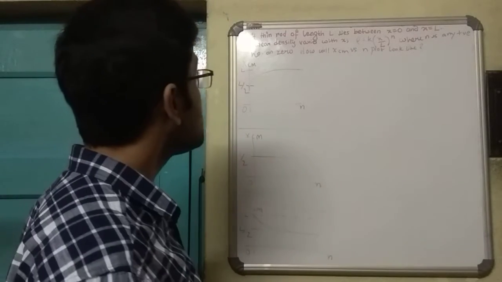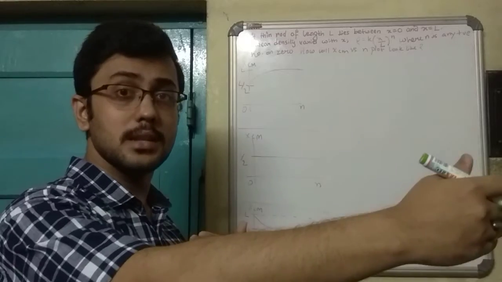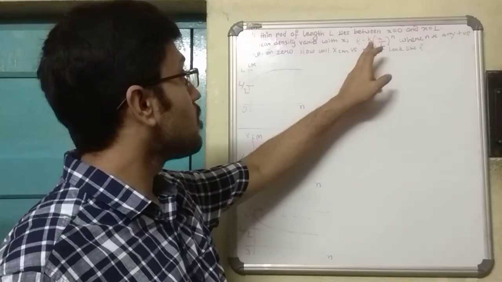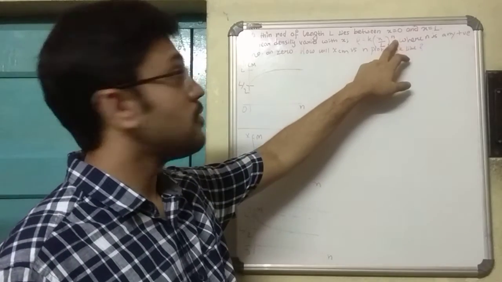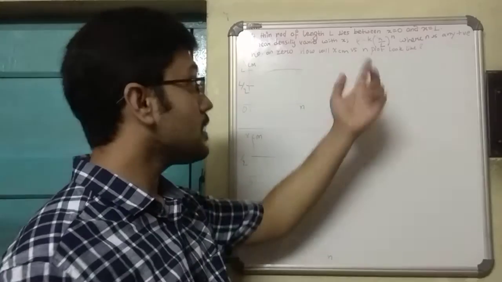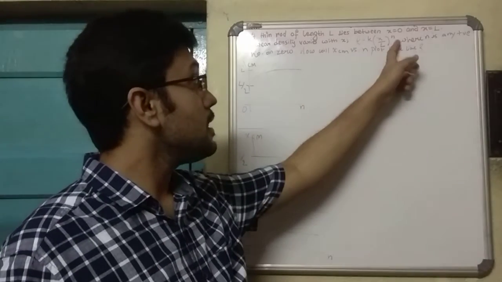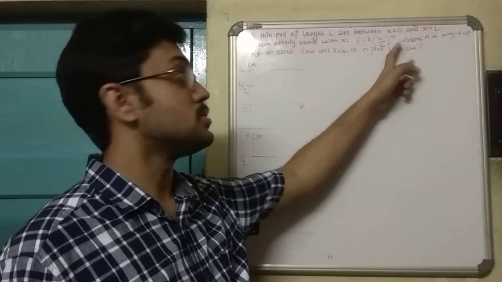The linear density of the rod varies with x. That means at different positions along the rod's length, the density is different. And what is the density? It varies according to this relation: k times (x by L) to the power n, where k is any constant, L is the total length of the rod, x is the particular position where we are calculating the density, and n is a number that can be either 0 or any other positive integer.